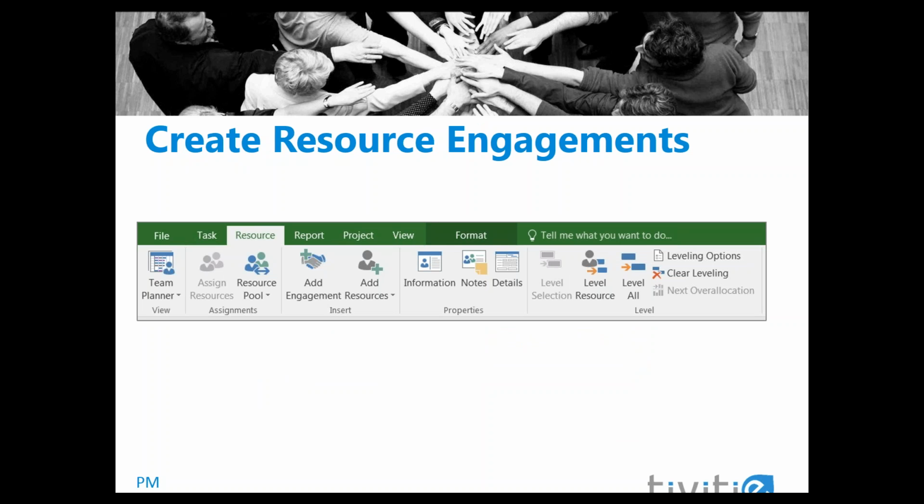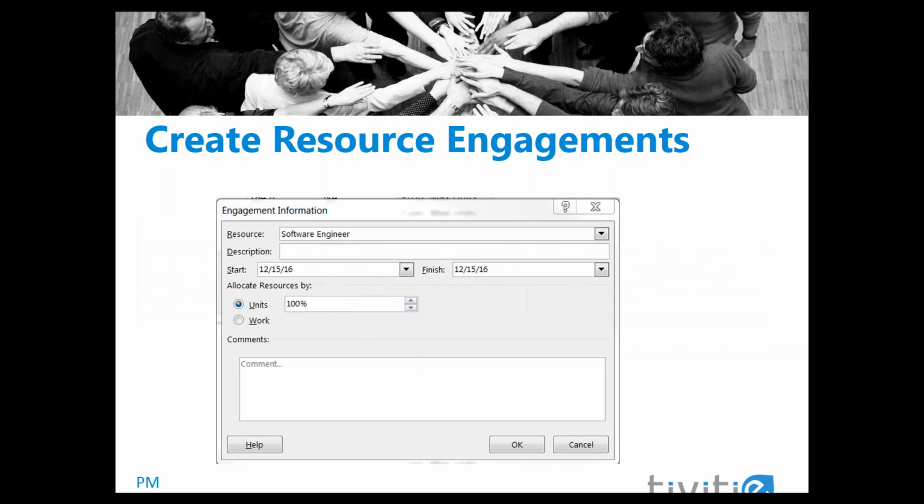To create a resource engagement, access the Resource Plan view, and on the Resource tab, select the Add Engagement button. The Engagement Information dialog box is displayed. Here you specify the resource, the start and finish dates for the engagement, and either the units or the work hours that you are requesting. You can also include a description and any comments needed.